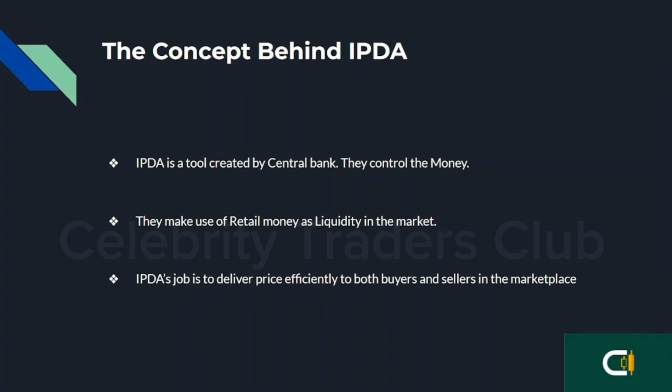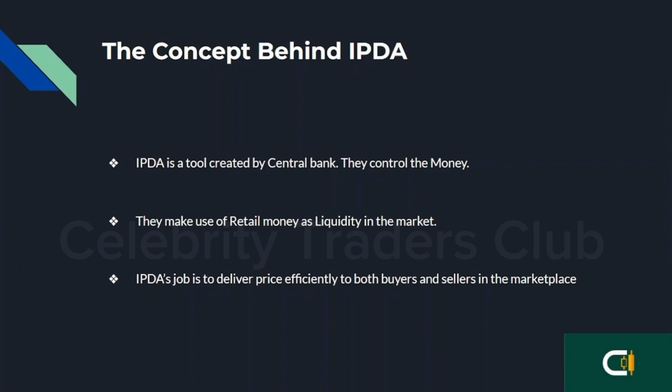What did they create IPDA to do? To basically make use of retail money as liquidity in the market by creating liquidity pools like previous day highs, previous day lows, equal highs and equal lows, double tops, double bottoms. They do this by creating these areas in the market so that retail money can flow in, so that they can use that as liquidity to move the market.